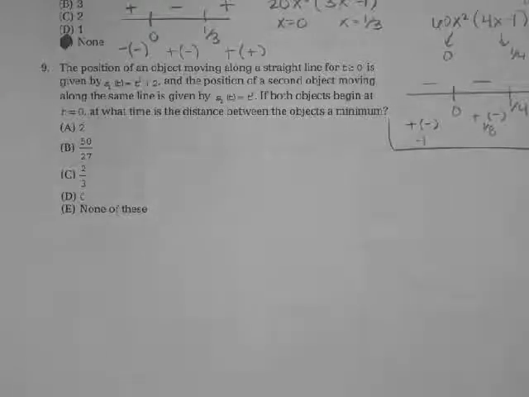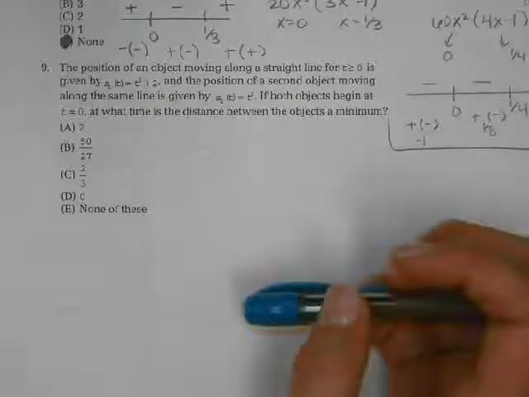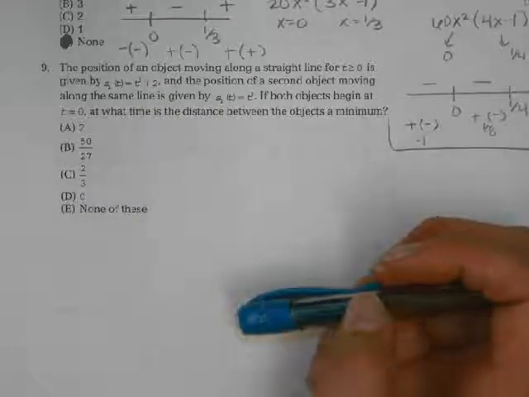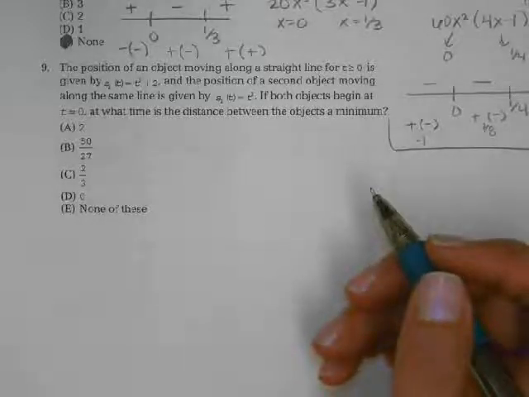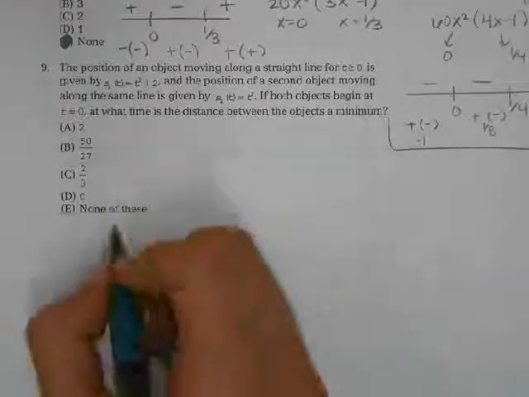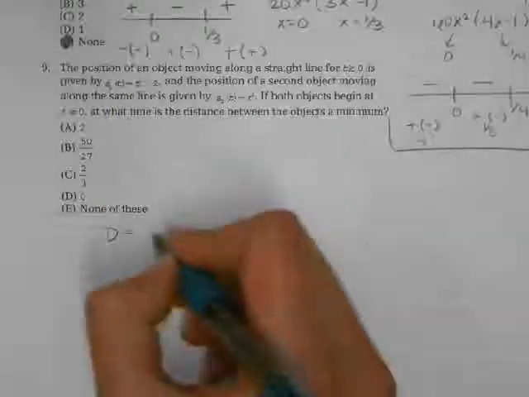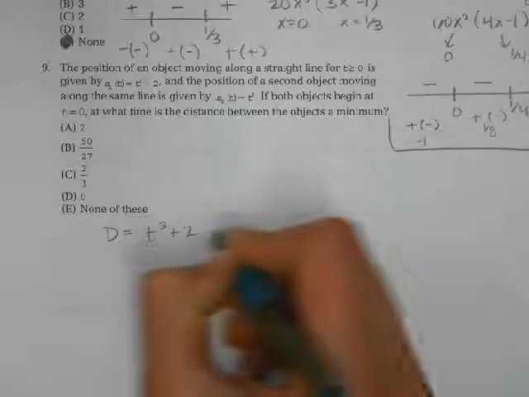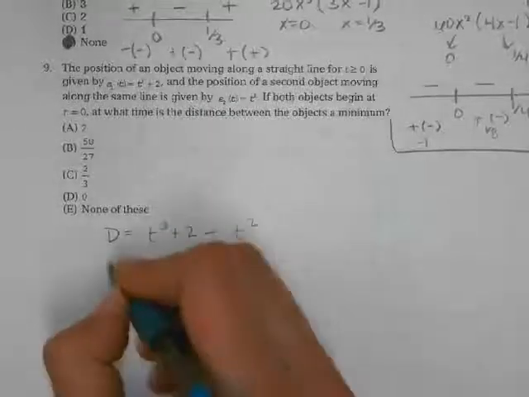All right, for this next one, they want us to find the distance between, if an object is moving along two different curves. If they both begin at t equals 0, at what time is the distance between them a minimum? So to find the distance between something, you're actually going to subtract them. So the distance between S1 and S2 is going to be S1 minus S2. And I'll go ahead and put that in order.